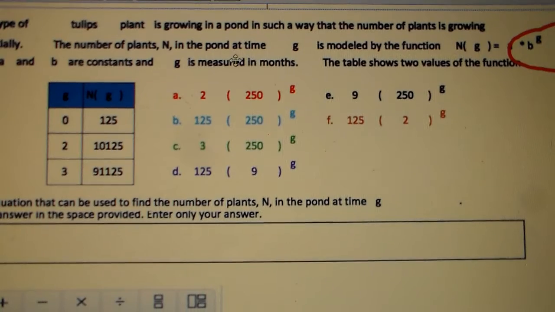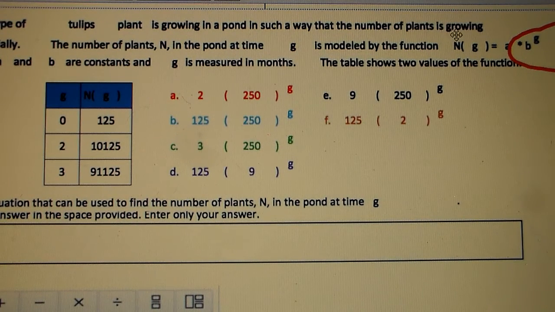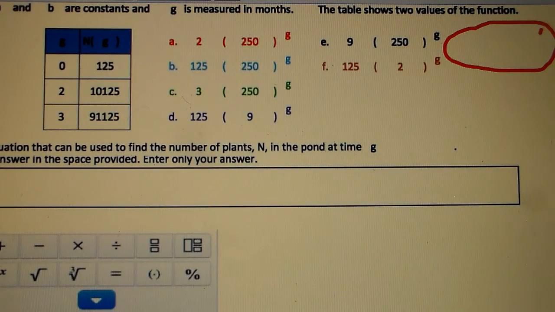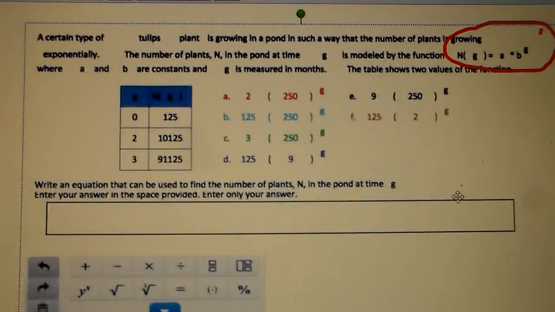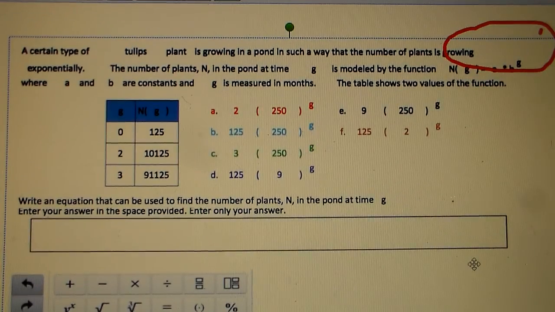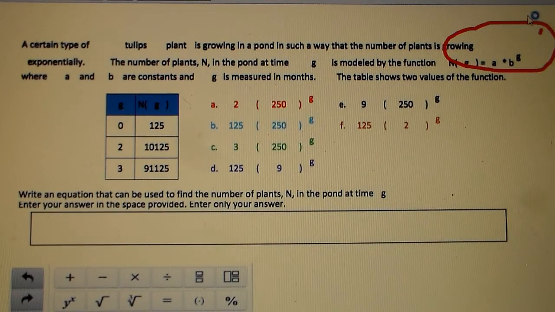I'll slide that over a little bit. So you can see that g is in the power. Make that a little bit better. All right. Cool.